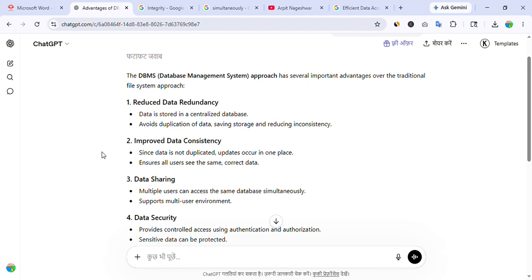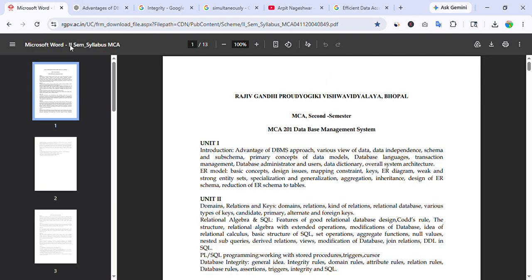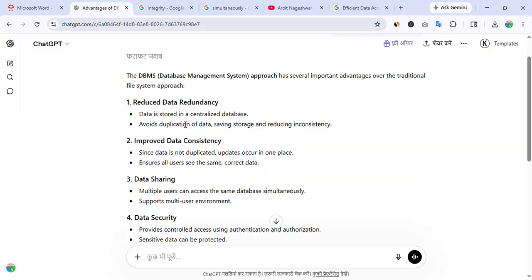So this is our pre-created notes. This is GPT created, you also know, but you can directly study with GPT. I'm just creating the video to cover the syllabus as fast as we can, because we know for university exams how much in depth we need to study. So the DBMS approach has several important advantages.